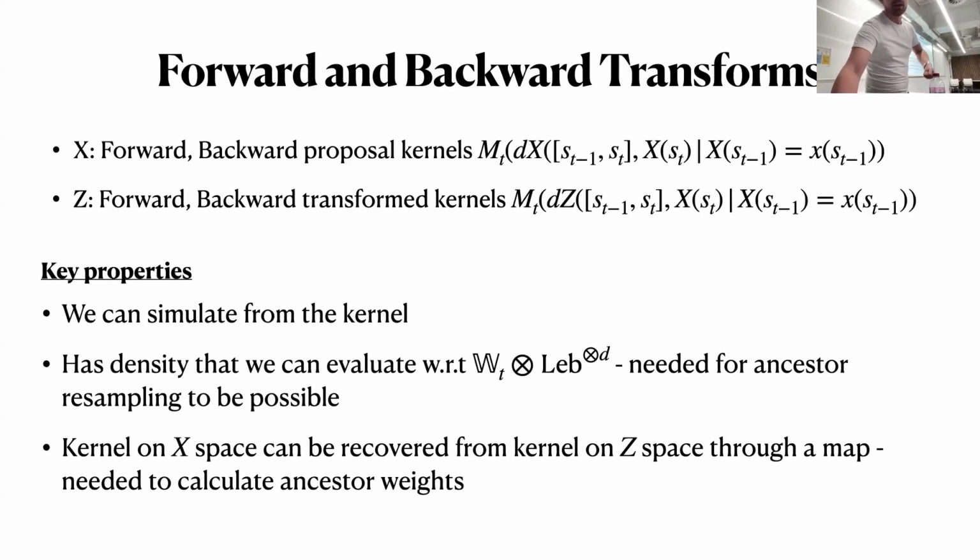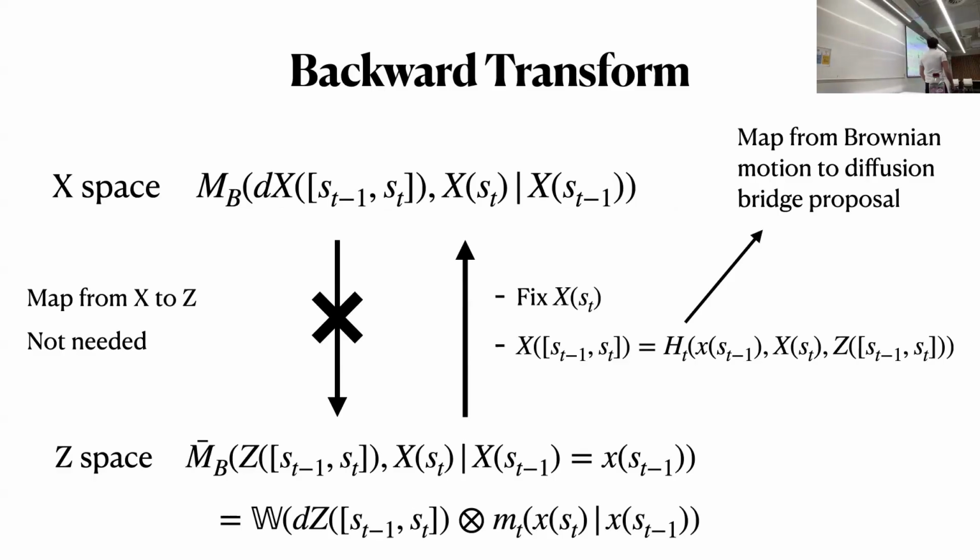And then the final condition is: can the kernel on the X space be recovered from the kernel on the Z space through a map that's needed to calculate ancestor weights? And the answer is yes. So this H is defined as the map from the Brownian motion to the solution of the proposal bridge that we defined in this backward construction. So if we apply this map to this kernel, then we will recover this kernel. And when we apply this map, we fix the ending point, so we leave the ending point alone, and we're only transforming the path that's in between the observations.